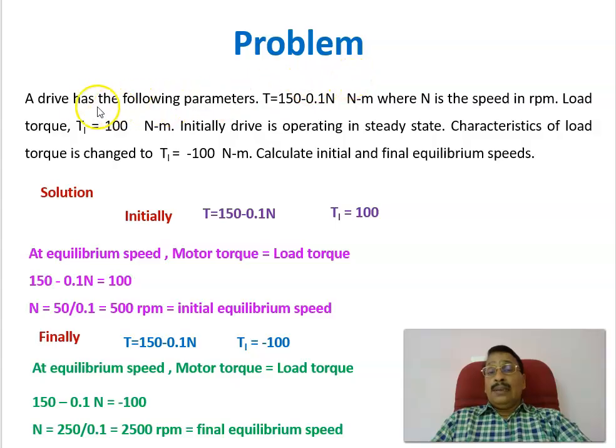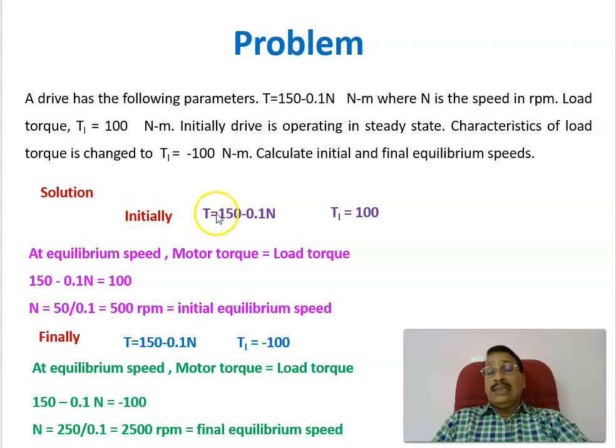Another problem: a drive has the following parameters: T equal to 150 minus 0.1 N Newton meter, where N is the speed in rpm, and the load torque is given as 100 Newton meter. Initially the drive is operating in steady state, and the characteristic of the load torque now changes to TL equal to minus 100 Newton meter. Calculate the initial and final equilibrium speeds. Again, the principle, as I already explained in the previous slides, is that you have to equate the motor torque to the load torque and find the corresponding speed.